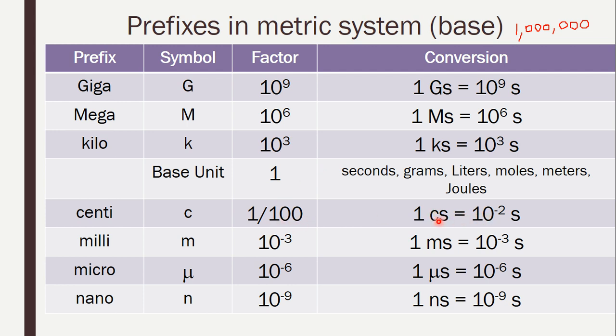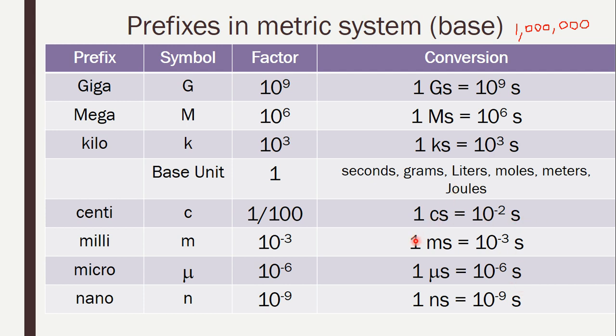So 1 centisecond is 10 to the minus 2 seconds. 1 millisecond is 10 to the minus 3 seconds. 1 microsecond, symbolized with the Greek mu. Because we already used the lowercase m and the capital M, they needed another M. 1 microsecond is 10 to the minus 6 seconds, and 1 nanosecond is 10 to the minus 9 seconds.